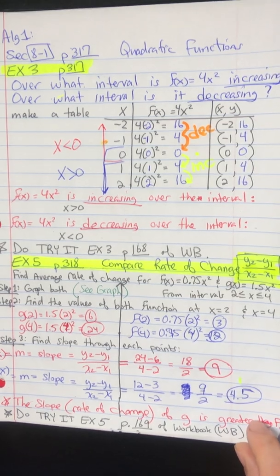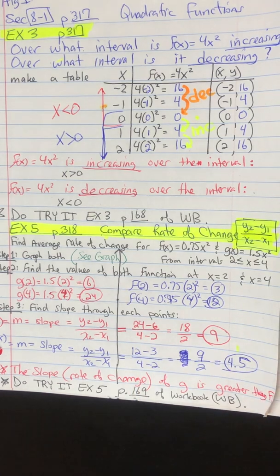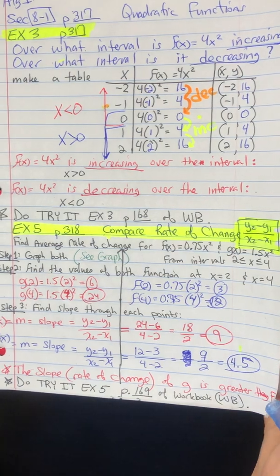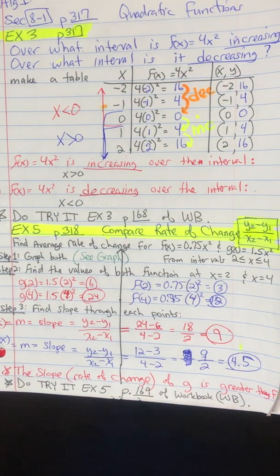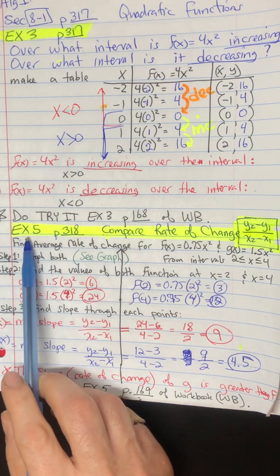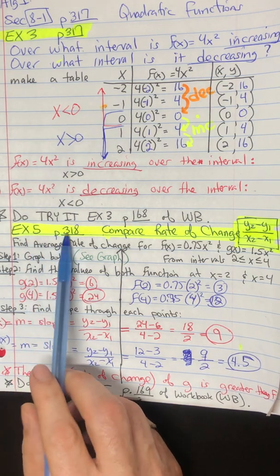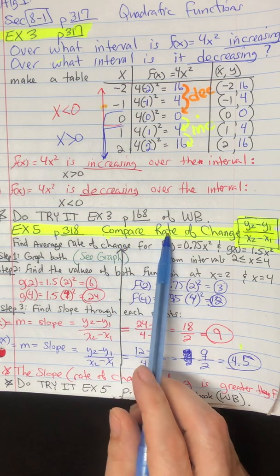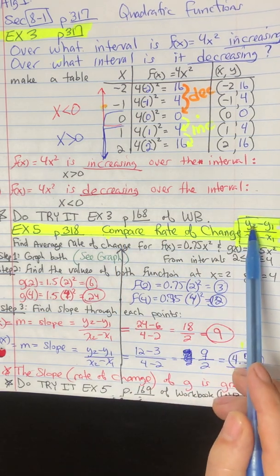We're going to skip example 4. We're going to go right to example 5. Now we're going to do average rate of change. Remember, we've done this before in Agile Mind, and we're doing it again here in this book. So make sure you copy all these notes down. If you have to pause, go ahead and pause. Example 5, page 318 of your book. Compare rates of change. Remember, rate of change is slope.